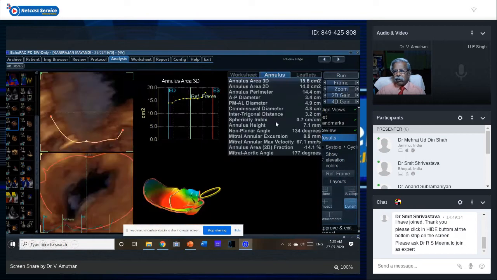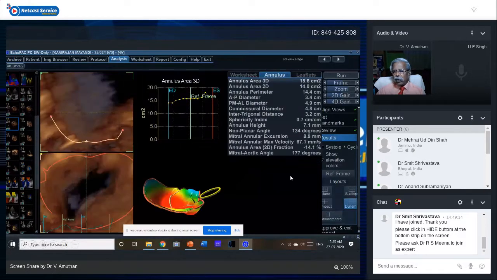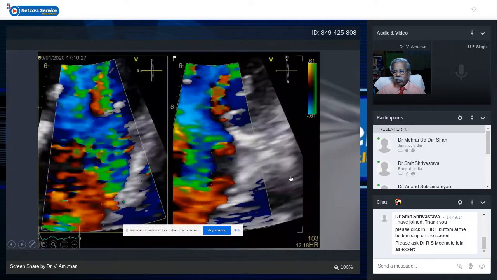You can see here, you can have all the data, the annular area, the tenting height. Tenting height more than 1 indicates a surgical indication. Tenting area can be determined. So all these things can be determined very easily.